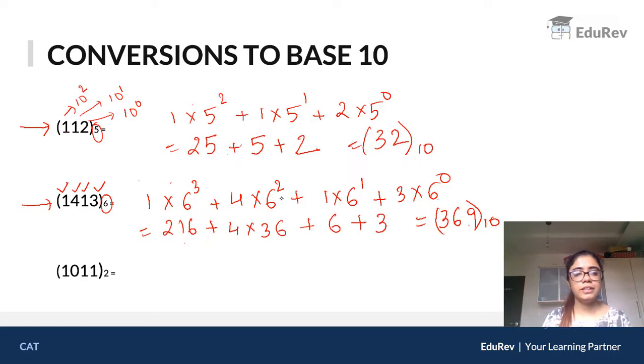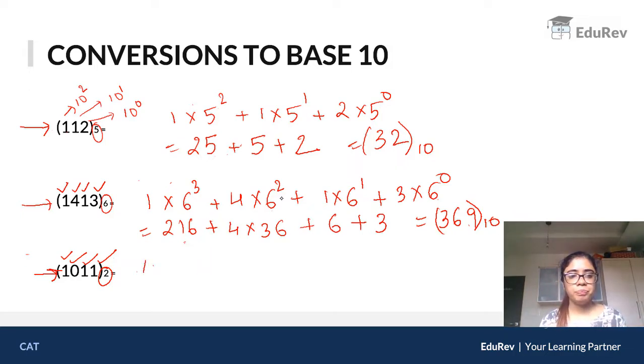Now let's look at another example. This one, 1011 to the base 2. Now if you realize this is to the base 2, so it's a binary number. That is the reason we only have ones and zeros in this case. Again, it is a 4-digit number. So basically this represents the thousands place, hundreds place, tens place, and units place. So instead of multiplying with the powers of 6 or 5, we are going to multiply with the powers of 2 here. That's the only difference.